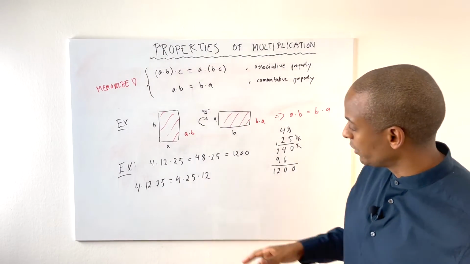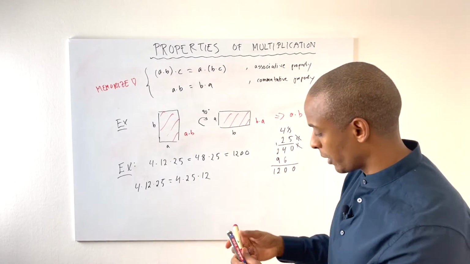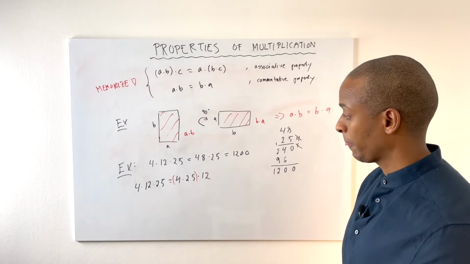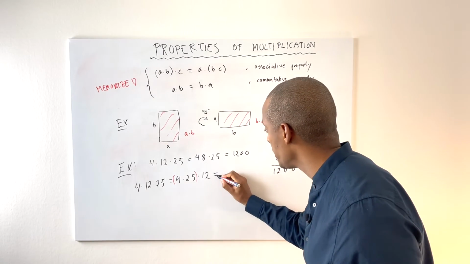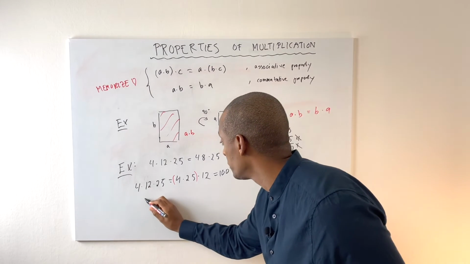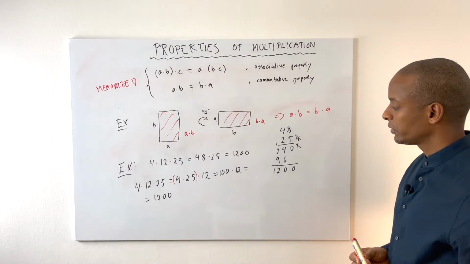Now I can decide which multiplication to do first because I can use the associative property. And I decide to do this one first. That's the associative property. And we see this is equal to 100 times 12, which is equal to 1200. And that's the answer.